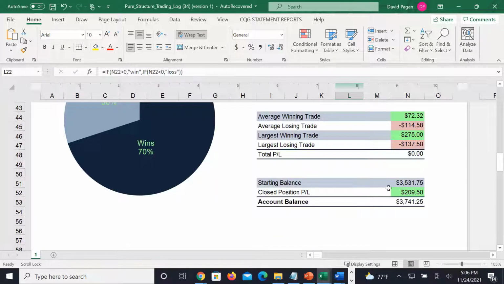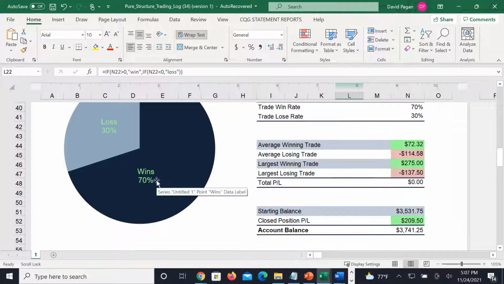So you can see starting balance this week, $3,531.75. Closed position, 209.50. So closed profit that we have, $209.50 so far for the midweek. Account balance sitting at $3,741.25. Next one to scale up to three lots is going to be at about $6,000 when we push our account to that amount. So we'll see if we can actually get there. But doing pretty well so far, pretty happy with our results, 70% win rate so far.